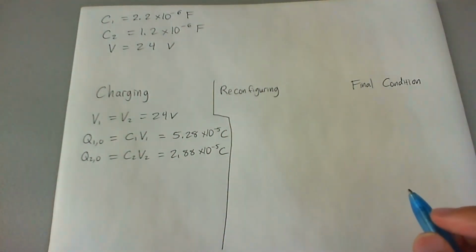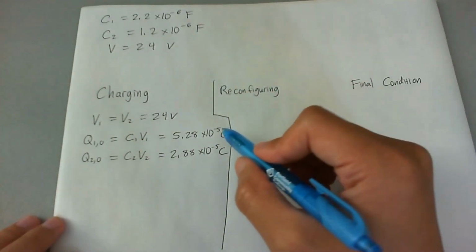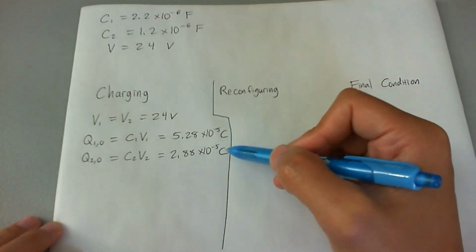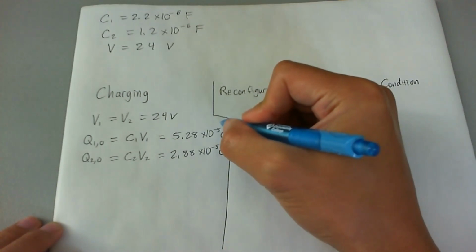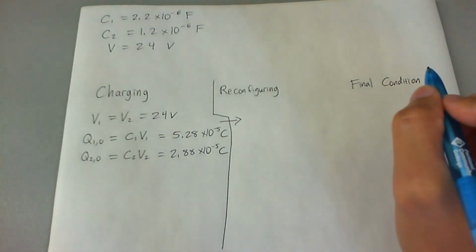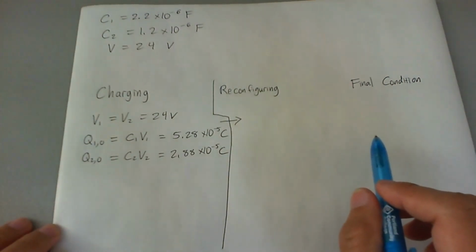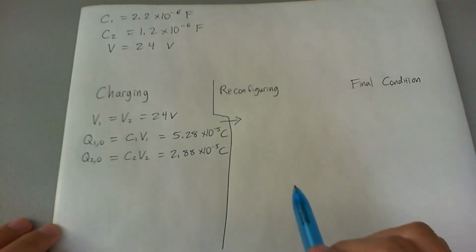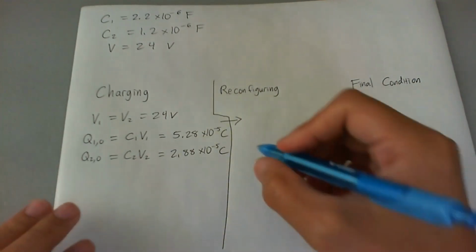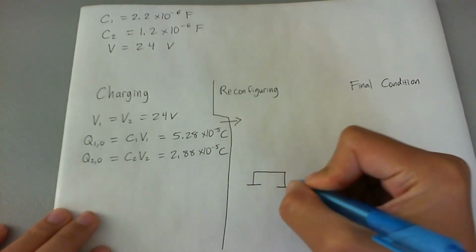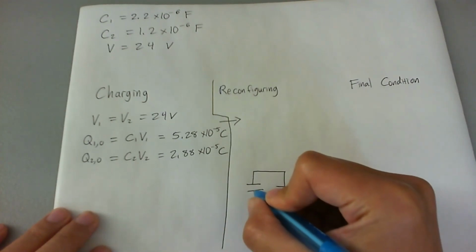When you reconfigure, some things you know. The first thing is that all of the conditions will remain the same. The charge on both capacitors will remain the same, and the voltage will remain the same as well. But what we do need to realize is that during the reconfiguration process and even afterwards, the charge cannot remain in equilibrium. When I say equilibrium, I mean the same for both capacitors. That's what I meant to say.